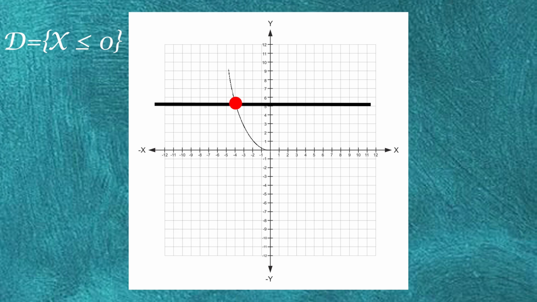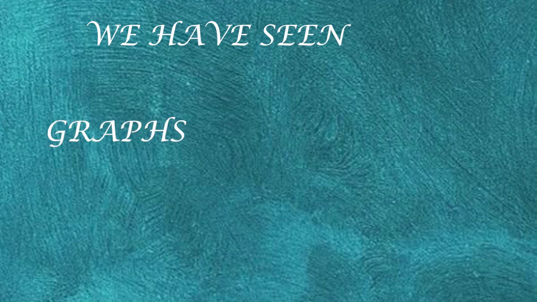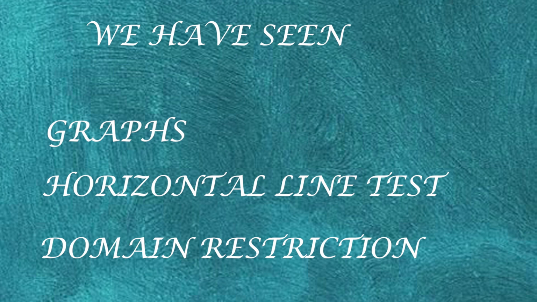If we draw a horizontal line on the right part of the graph and on the left part of the graph, the horizontal line touches the graph at only one point. This checks out that when we restrict the domain of a function which is not invertible, it becomes invertible. This is all about graphs, the horizontal line test, and restricting domains. Totally, this is all about inverse functions.